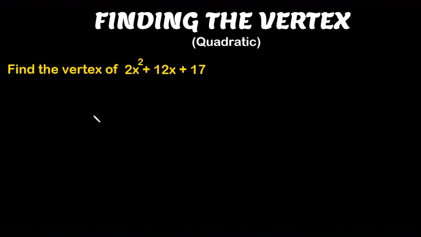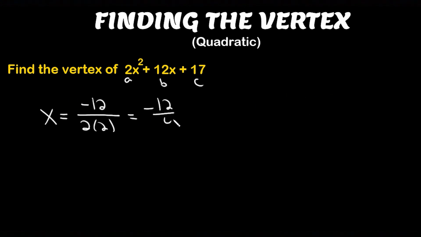So here's our first example. I can clearly see that I'm in standard form, right? Here's my A, here's my B, and here's my C, okay? So plugging it into that formula, I'm going to have x equals negative b over 2a. So for me, that's going to be negative 12 all over 2 times 2, right? Which gives me negative 12 all over 4, which then reduces down to negative 3.